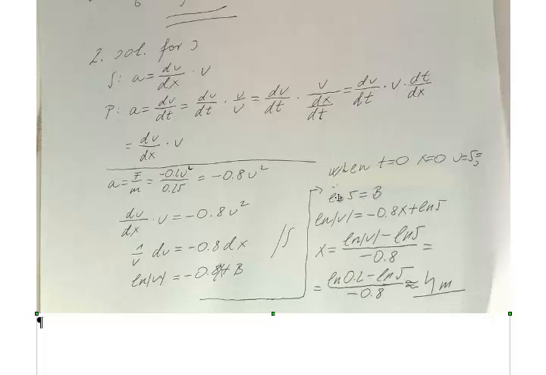We write this here and express x minus ln 5 and divide by minus 0.8, we get x, and we know that v is equal to 0.2. Substitute it and calculate, we get the same, that x or s is equal to 4 meters.